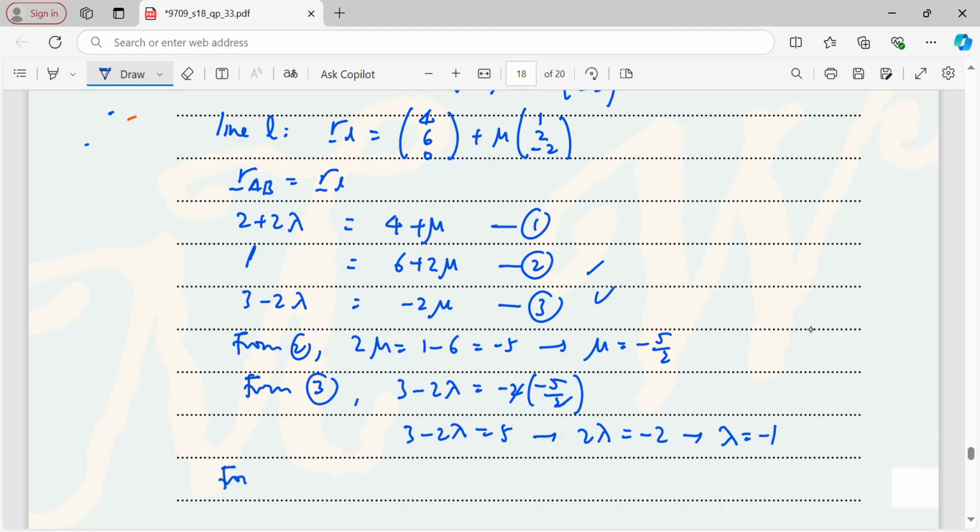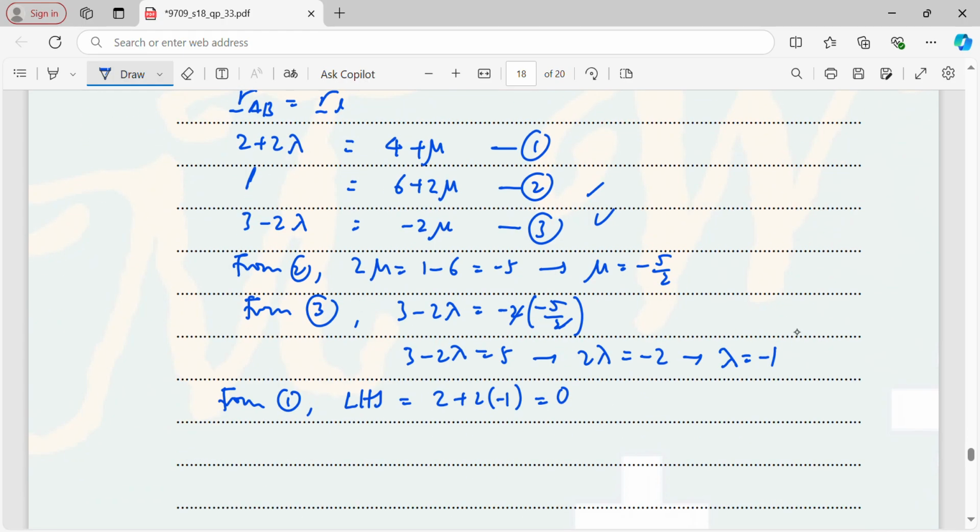So from first equation, my left hand side equals to 2 plus 2 lambda. That is 0. Then my right hand side, that is 4 plus mu. So you will be getting 3 over 2. So then, now left hand side not equals to right hand side. Therefore, both lines do not intersect.